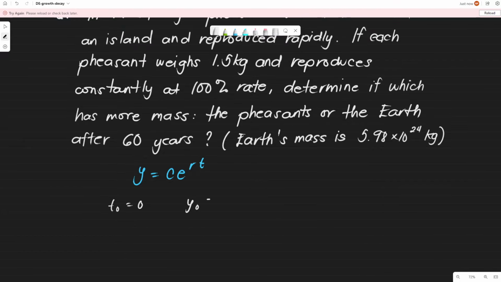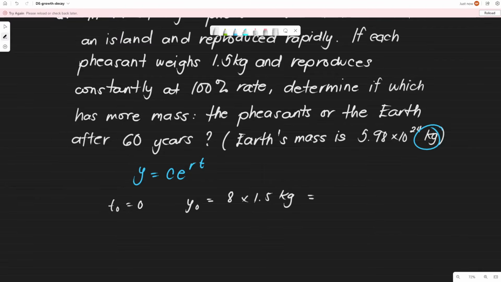Okay, Y0 natin is, of course, yung 8 na pheasants multiplied sa bigat nila. Bakit kailangan i-multiply? Remember, guys, ang ating reference ay kilograms. We need to take into account the unit of our reference. Hindi naman tinatanong ano yung mas madami, yung Earth or yung pheasant. Ang tinatanong, ano mas mabigat, yung mga pheasants or yung Earth. Basically, yun yung tinatanong. So, we need to convert from the quantity of the pheasants to the total mass or the total weight of the pheasants. So, we need to multiply by 1.5 kilograms.